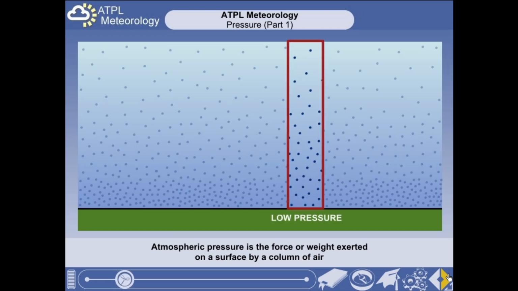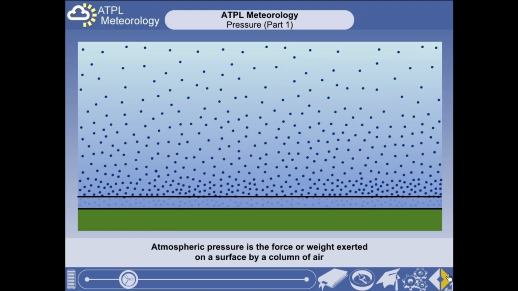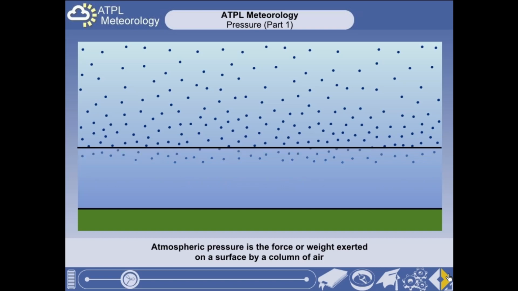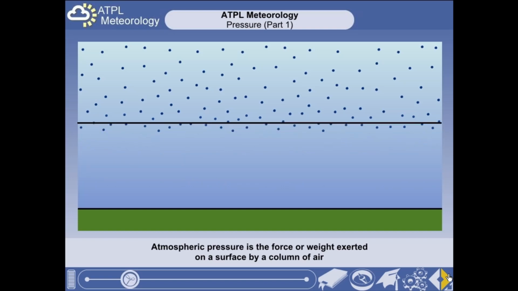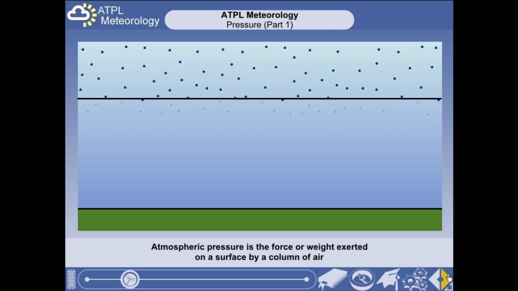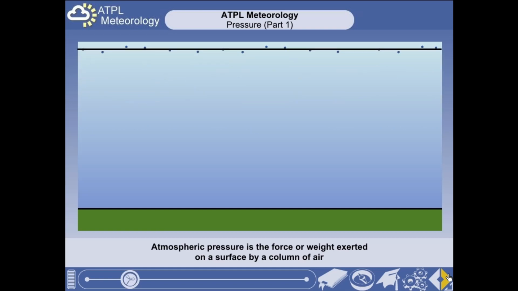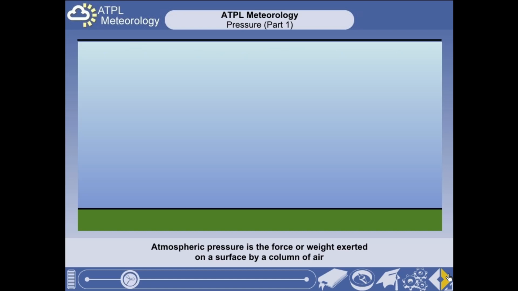This weight is otherwise known as atmospheric pressure. The less air in the column, the less the pressure will be at the surface. The higher and higher we go in the atmosphere, the total amount of air overlying us decreases. Therefore, the less the weight of air above, the less the atmospheric pressure. So, pressure decreases with altitude.